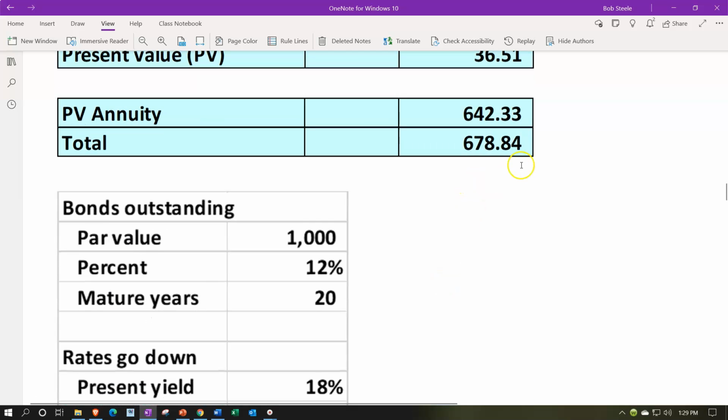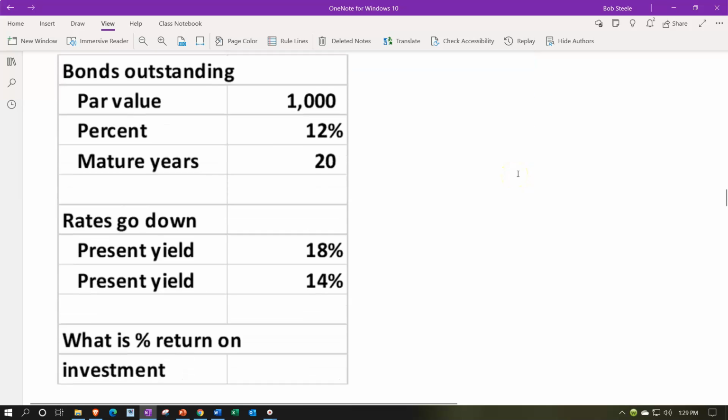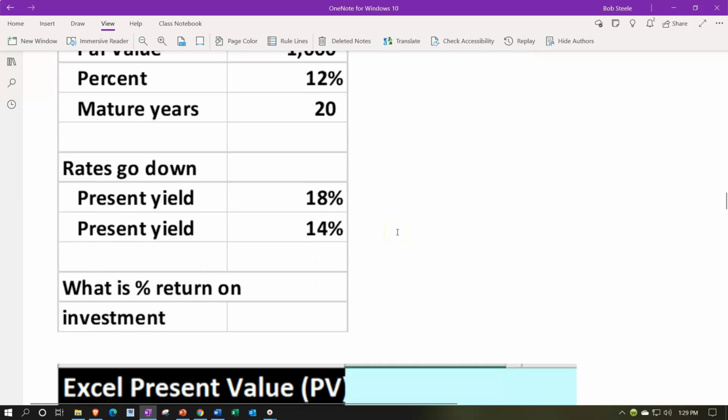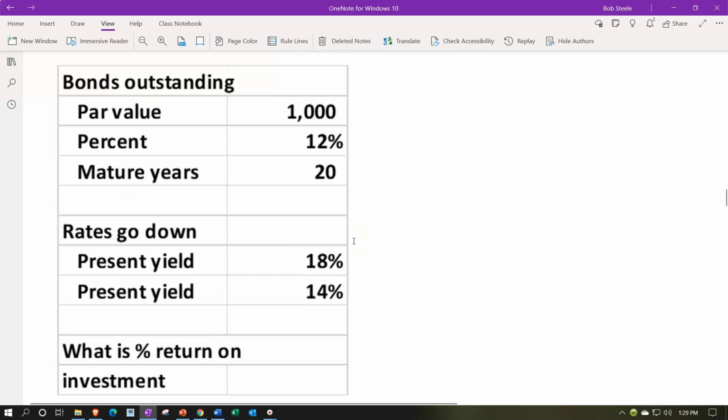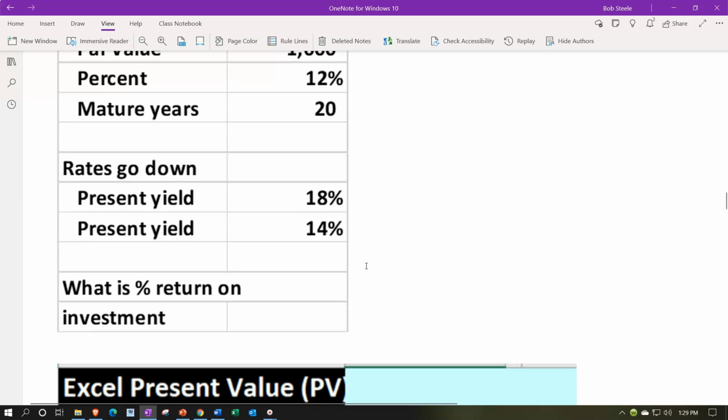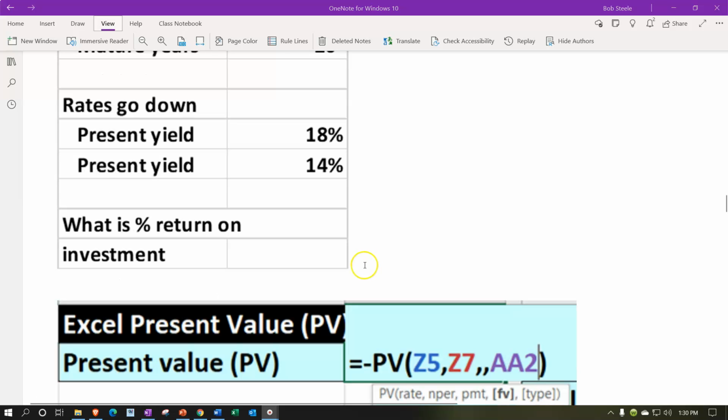Now we imagine we purchased the bonds at this 678.84. Next part of the problem, we're saying time has passed. Not much time, less than a year, so the bond is still 20 periods out, but now the market rate has changed. The market rate is now 14%. Everything else is the same. So now we could sell this at this point. What would be the price that we would be willing to sell it at if the market rate goes down? That's going to be the next question.